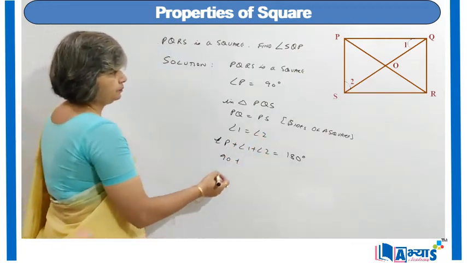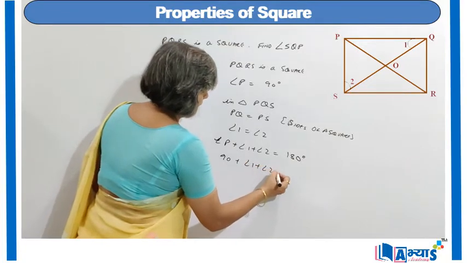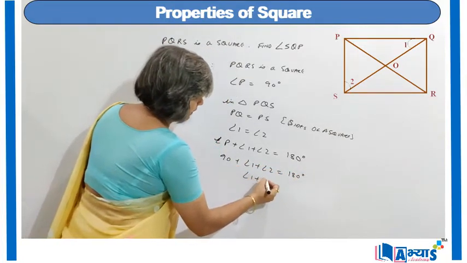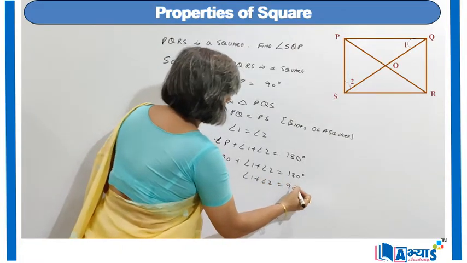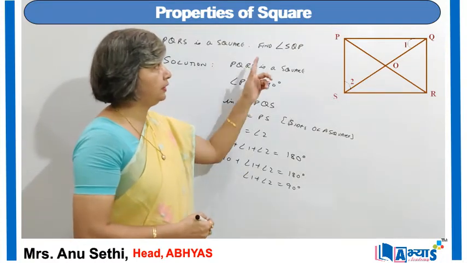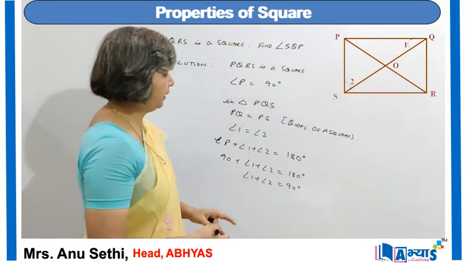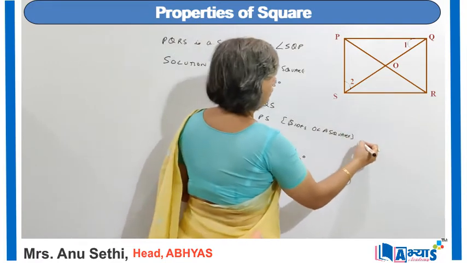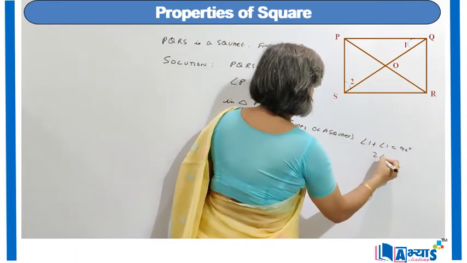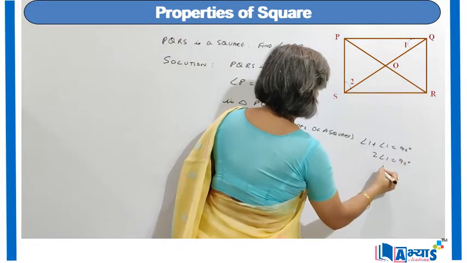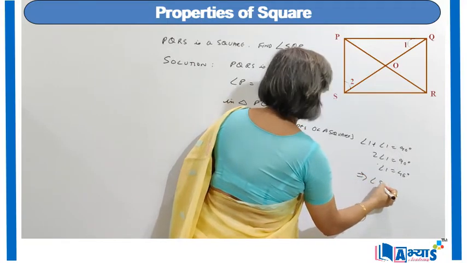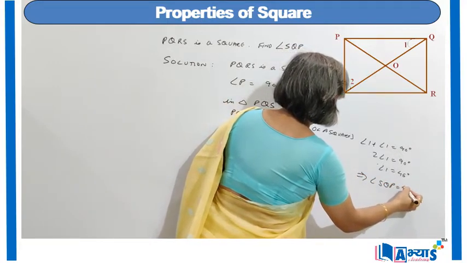So angle 1 plus angle 2 is equal to 90 degrees. Now we are supposed to find the value of SQP, and in the figure SQP is represented by angle 1. So we can say that angle 1 plus angle 1 is equal to 90 degrees, or 2 times angle 1 is 90 degrees. So angle 1 is equal to 45 degrees, or this implies angle SQP is equal to 45 degrees.